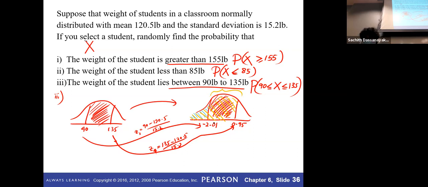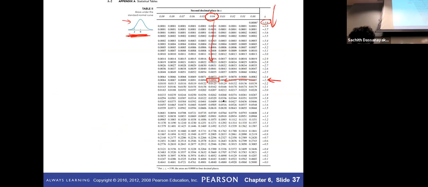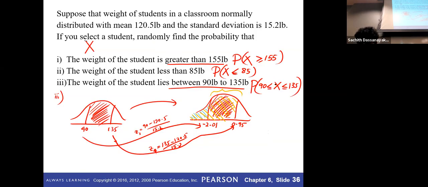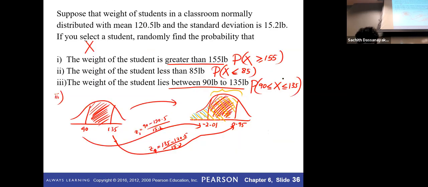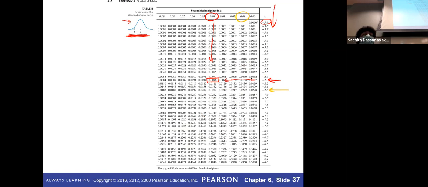Let me use the first table, negative 2.01. This one, 2 point 0, 1. So 1 is here. See, so these two values give you negative, oh sorry, it is 2.01. This row value and column value gives you negative 2.01. Clear? So the probability or area value is this one, 0.0222.